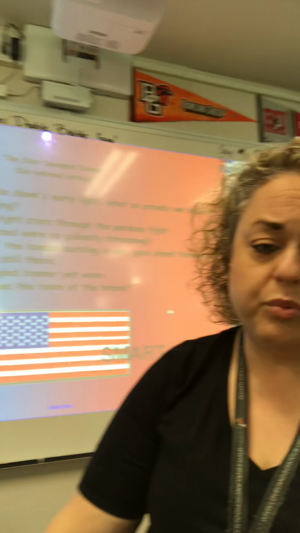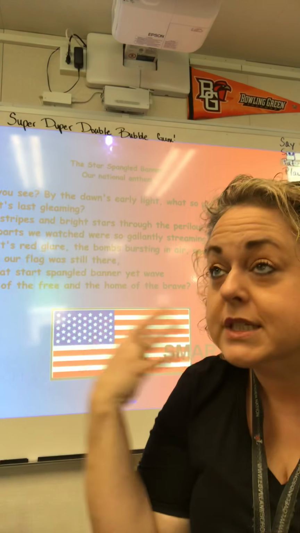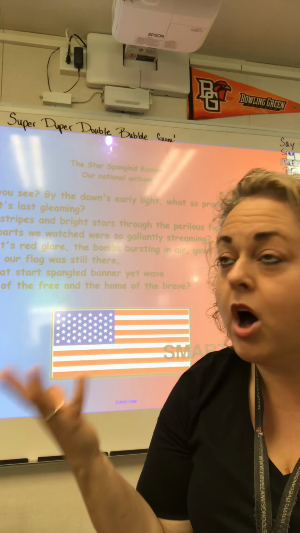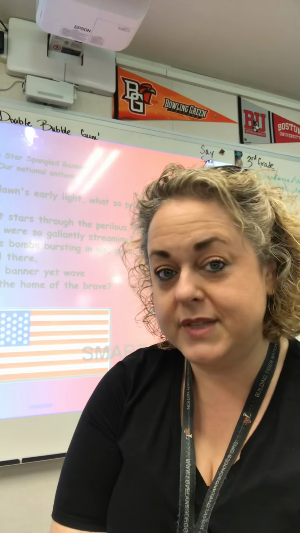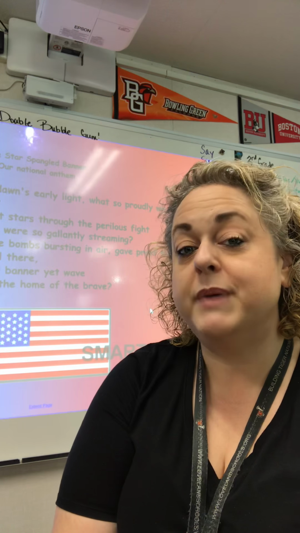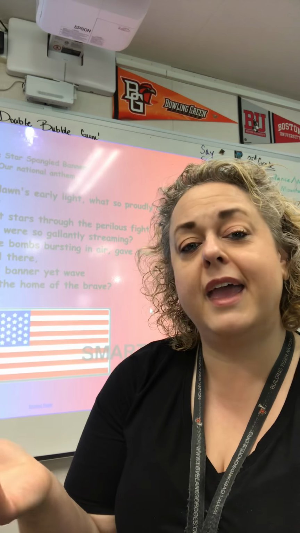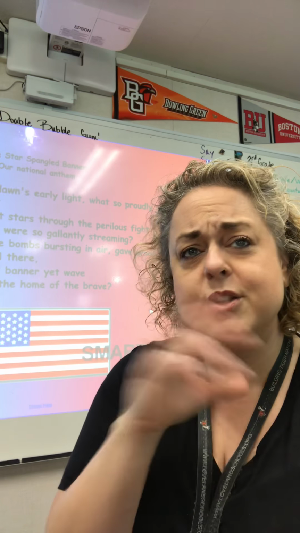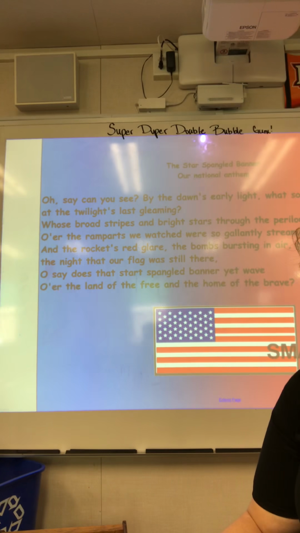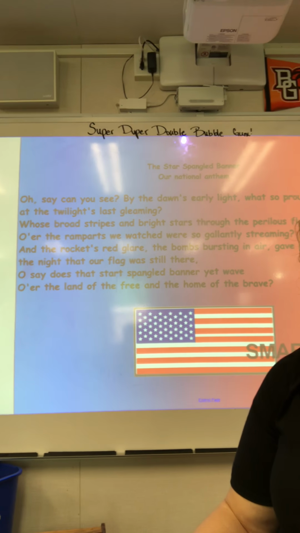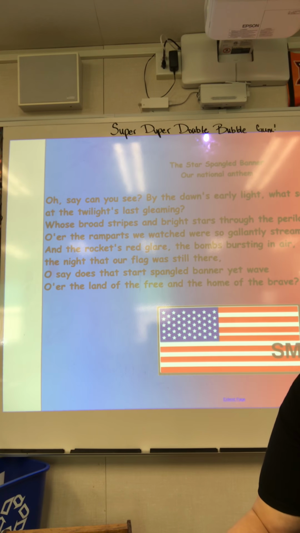That thing that they proudly put up, proudly hailed, means they looked at it and honored it. When did they do it? Twilight's last gleaming. Twilight is another time of day. It's nighttime. So this is basically saying last night. So if we put this sentence in our words, it would be, hey, now that it's morning and the sun's coming up, can you see that thing that we put up last night? That's what it's saying.